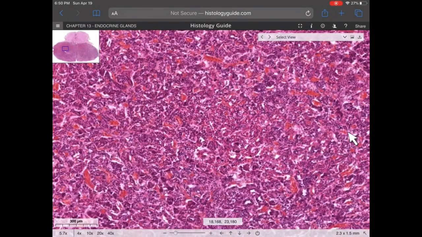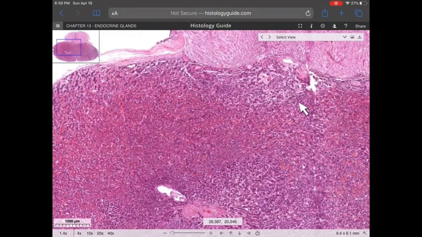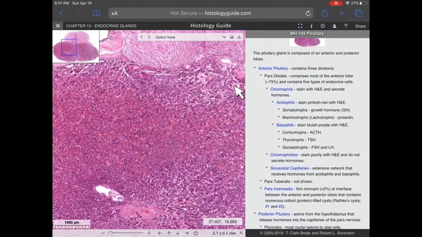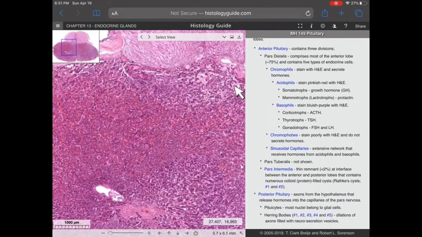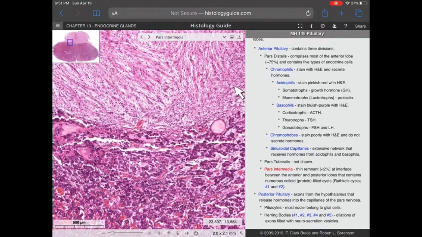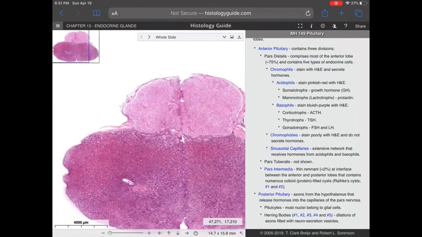Okay, so let's zoom out a bit. And I'm going to use my cursor, and I'm actually going to bring back this little sidebar. So I showed you the acidophils and basophils and chromophobes. I showed you the capillaries. And then another nifty thing is that if you click on these little blue hyperlinks here, it'll navigate you to the area of the slide that is associated with the term. Unfortunately, it doesn't show you exactly what. So as you can see, I just clicked on, let me zoom out again and show you. So I'm going to click on pars intermedia.